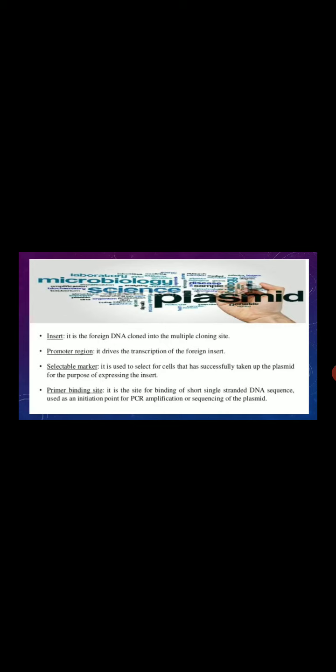Insert: it is the foreign DNA cloned into the multiple cloning site. Promoter region: it drives the transcription of the foreign insert. Selectable marker: it is used to select for the cells that have successfully taken up the plasmid for the purpose of expressing the insert. The primer binding site: it is the site for binding of short single-stranded DNA sequence used as the initiation point for PCR amplification or sequencing of the plasmid.